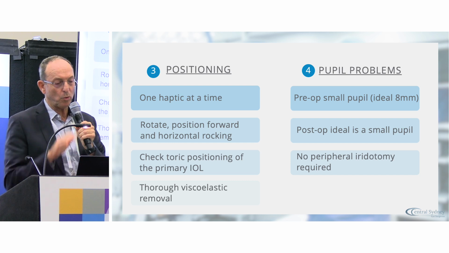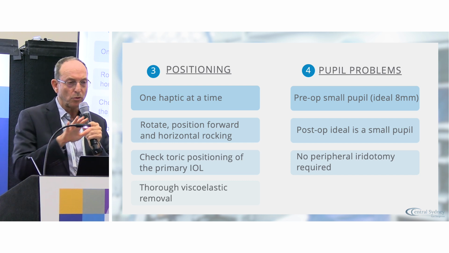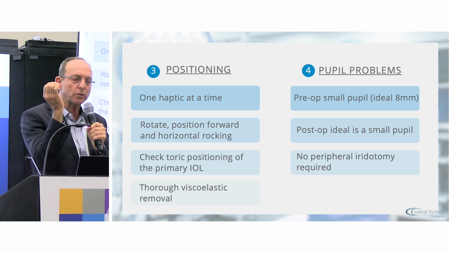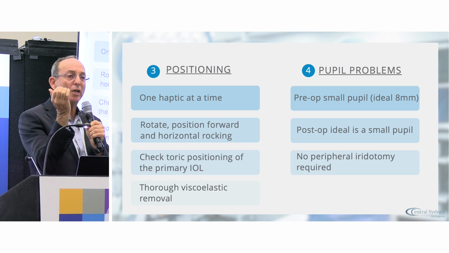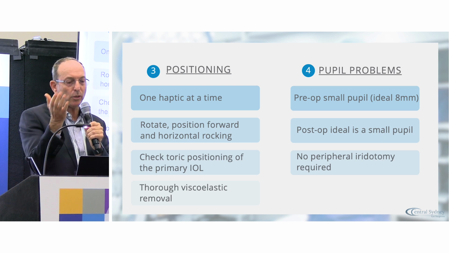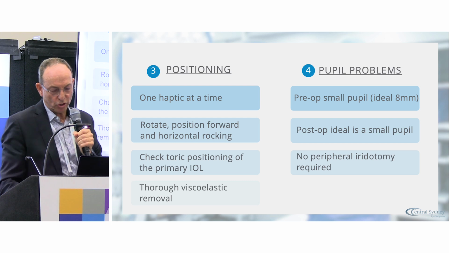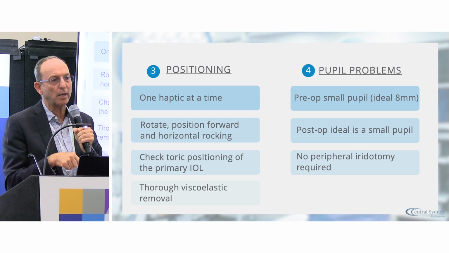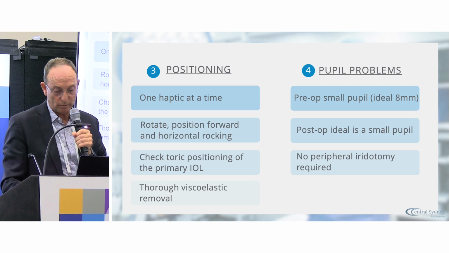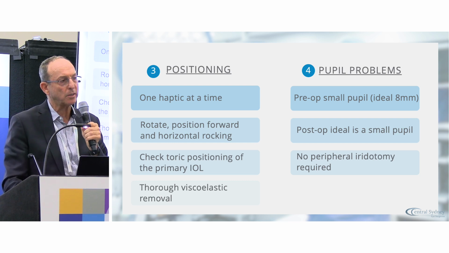When you position one haptic at a time, I also like to do a forward and back rock, so that allows a haptic that could be curled, which will tilt the lens, to uncurl. And you check the toric position of the underlying IOL if there's a toric IOL in the bag, because you may have moved it. And then you've got to remove the viscoelastic from underneath.